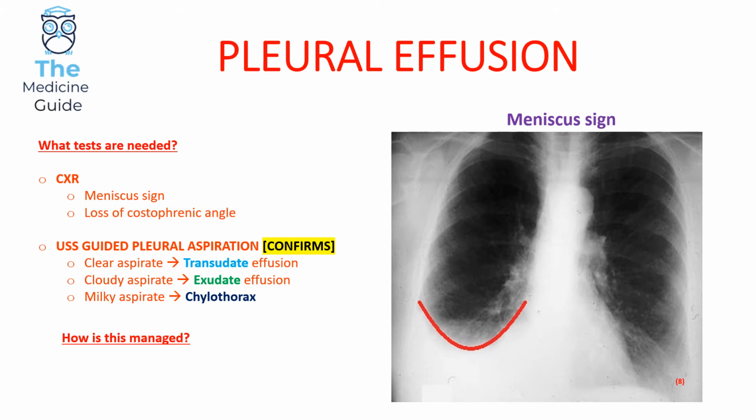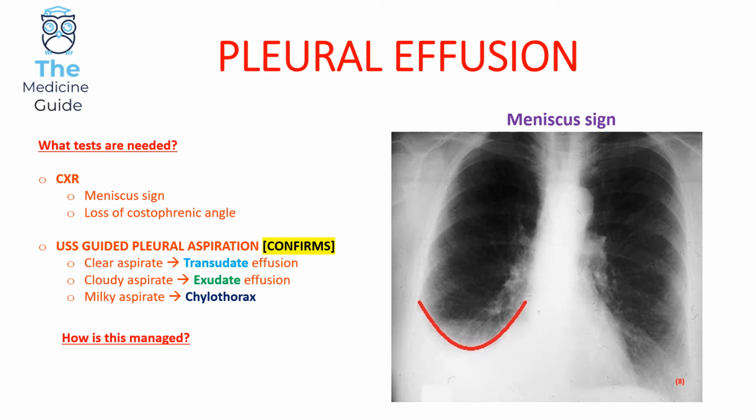We're not sure if that shadowing is due to infection, it could be due to a mass, we're not really sure. So that's why we need to perform a pleural aspiration. If the aspirate is clear, it's more likely to be a transudative effusion. If the aspirate is cloudy in its appearance, it's more likely to be an exudative effusion because of the extra protein content causing this cloudy appearance. At least that's how I like to remember it. Or you can have a milky aspirate, and that's because of an underlying chylothorax.